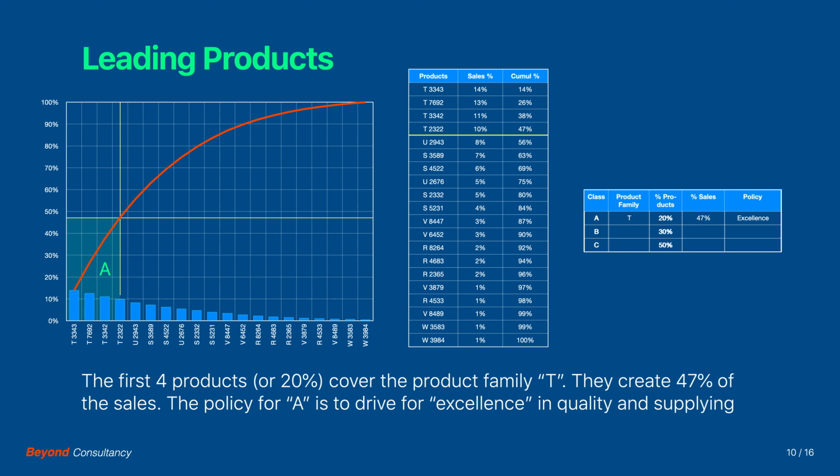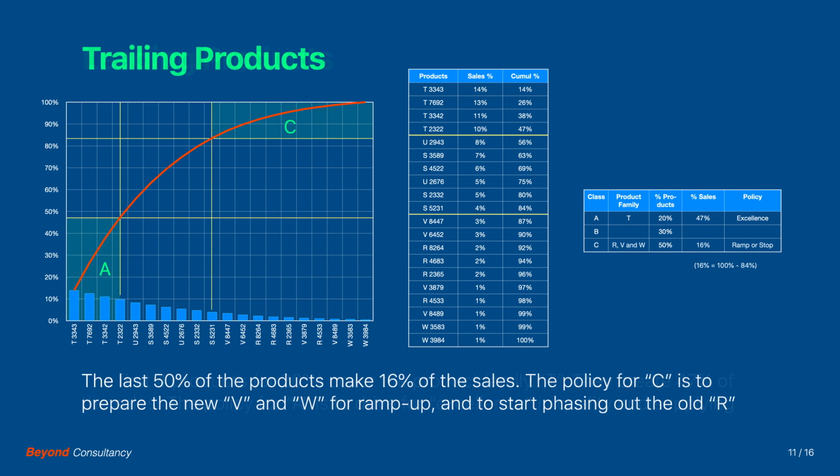The policy for A is to drive for excellence in quality and in supplying. This policy not only will reduce potential quality and supply hiccups, but will also drive for an overall best-in-class performance in many other areas of the operations. This, in its turn, will shine on the total unit.